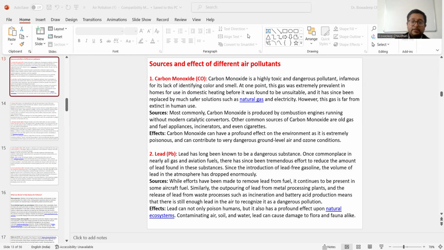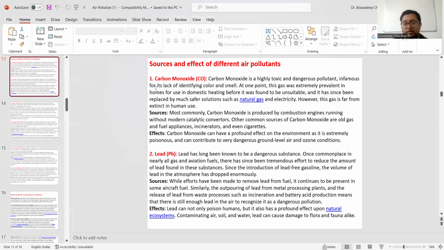Everyone, in this slide we will be discussing various sources and effects of different air pollution. Source means the place from where some toxic substances are being generated. Then the plant ultimately produces some poisonous gases that pollute air.